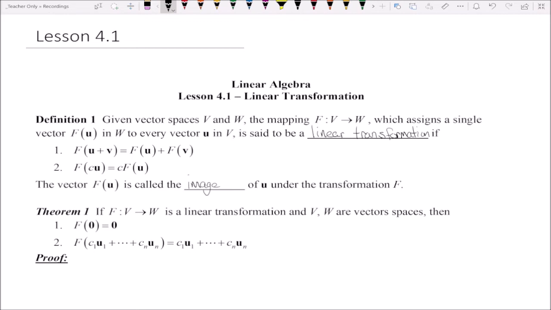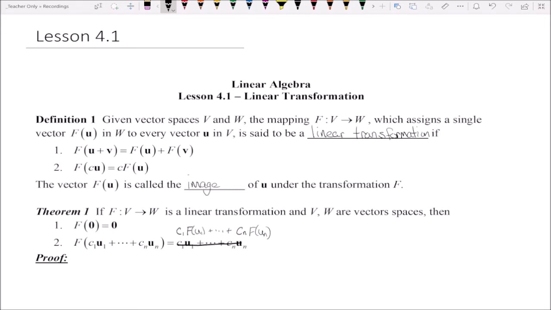Now if f from V into W is a linear transformation, V and W are vector spaces, then these two conditions hold. f of 0 is equal to 0. And f of c1 u1 plus so on and so forth plus cn un is equal to c1 f of u1 plus so on and so forth cn f of un. So let's go ahead and fix that.